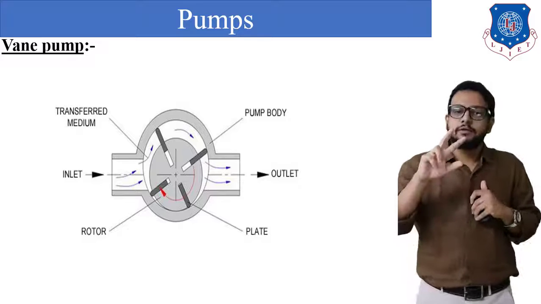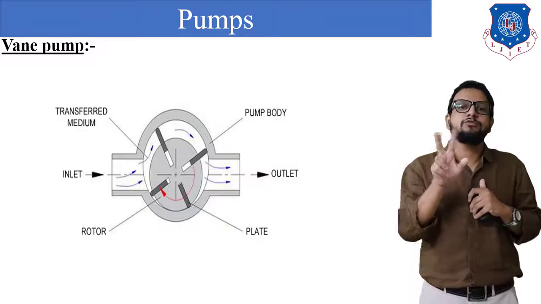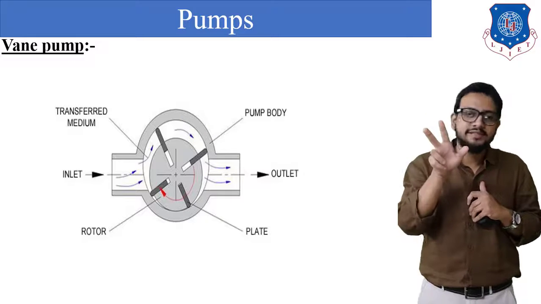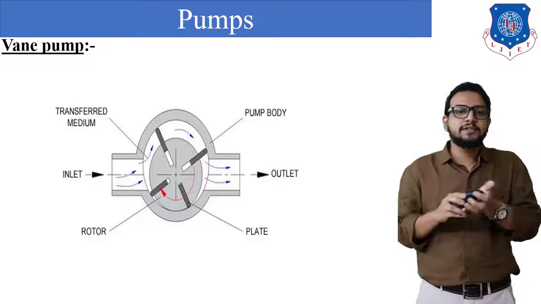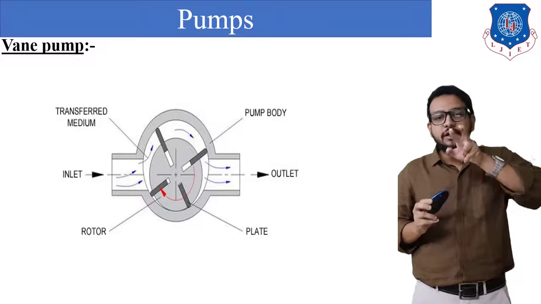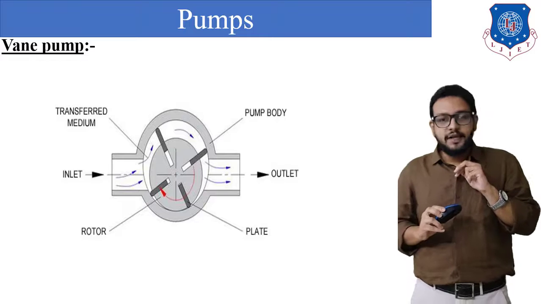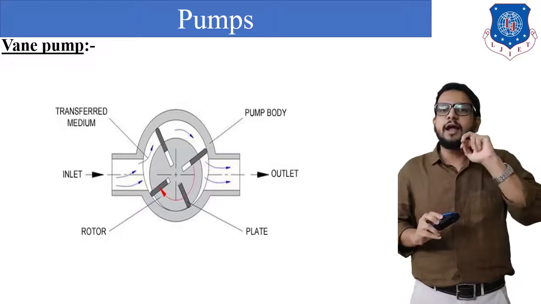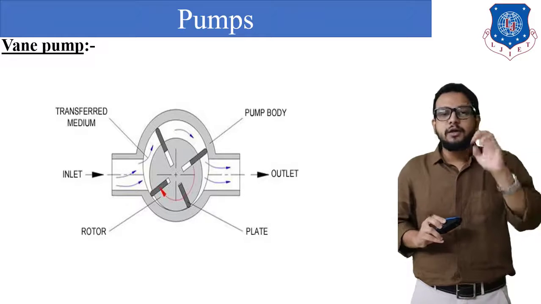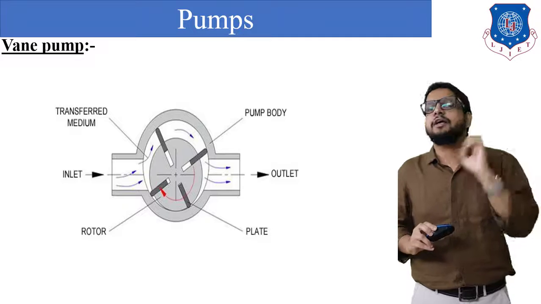Now we can say that liquid has been trapped. It can only move further if the rotor moves further in a clockwise direction. So as the rotor rotates clockwise, it will transfer that liquid to the other side of the casing. Now if you notice carefully, on the other side of the casing, the volume of that entrapped portion, that is between the rotor, casing and two vanes, is reducing gradually.